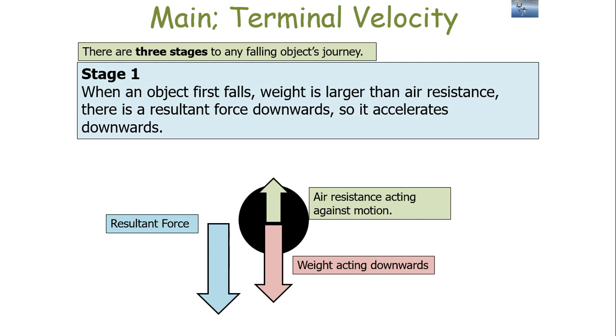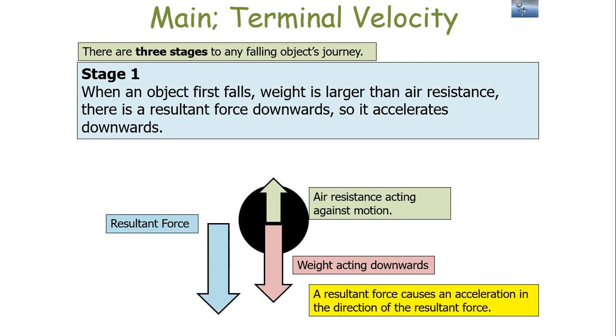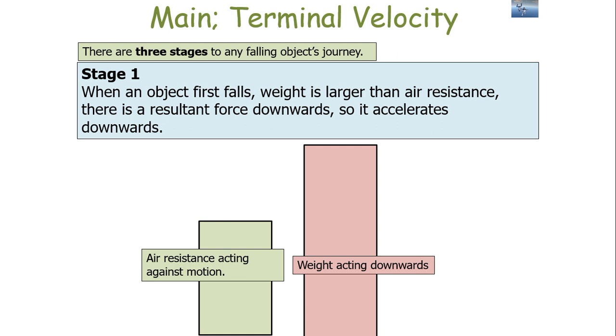Now when an object first falls, the weight is larger than the air resistance, so there's a resultant force downwards, so the object will accelerate downwards, because a resultant force causes an acceleration in the direction of the resultant force, which is Newton's first law of motion. So the object accelerates downwards as there's a resultant force acting downwards, so the object will speed up going down. So what we know at this point is we've got a weight acting downwards, and we've got a smaller air resistance acting against motion. As a result, there's a difference between these two forces acting on the object, so we have a resultant force.